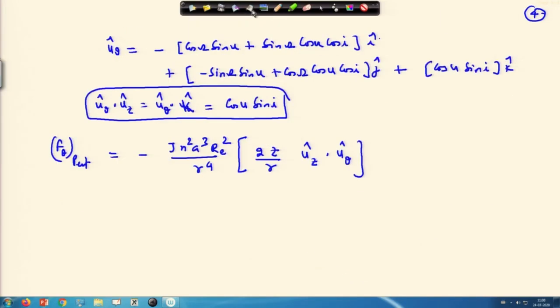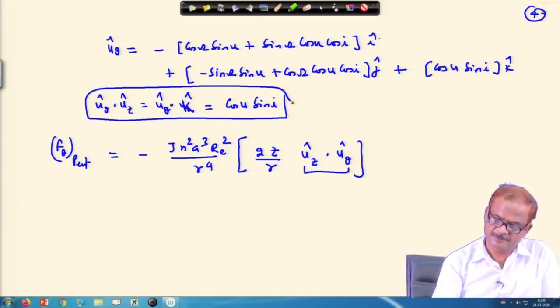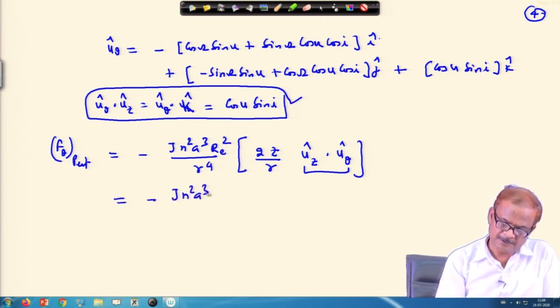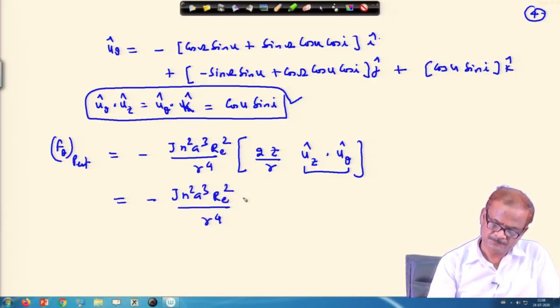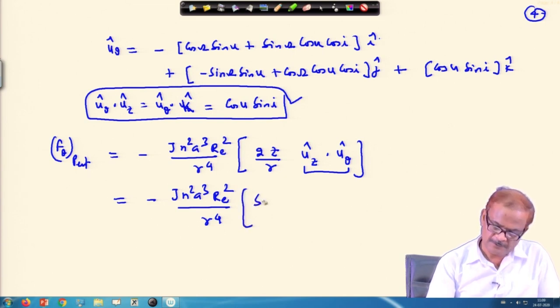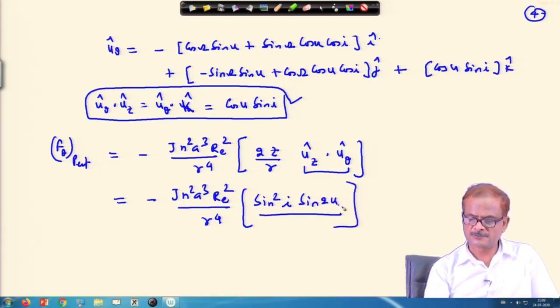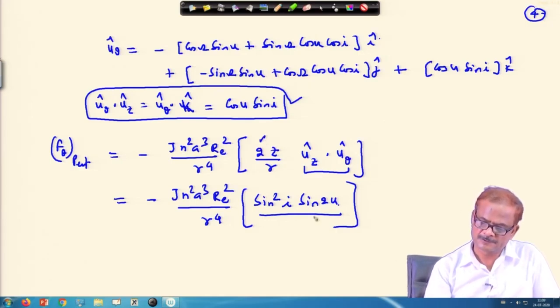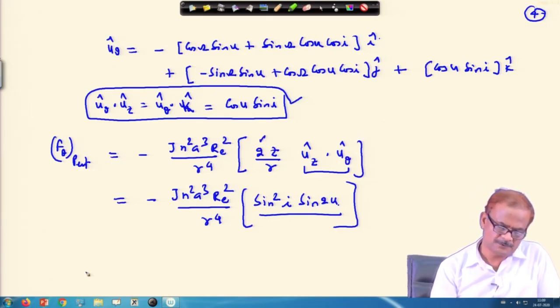If you utilize this here in place of z by r and replace u_z dot u theta from this place, you get the corresponding equation minus J_n square a cube R_e square over r to the power 4 times 2. So, 2 can be absorbed and this can be written as sin square I sin 2u. So, sin u times cos u multiplied by this 2 results in sin 2u, you can check this part also.